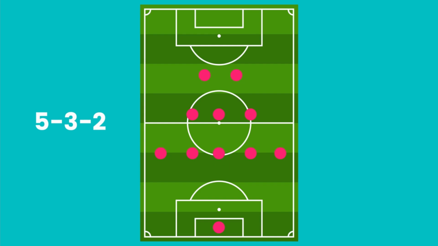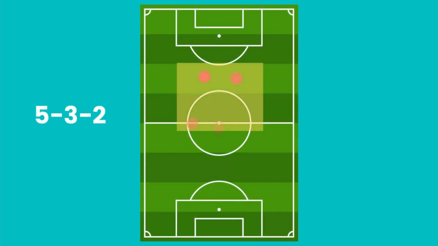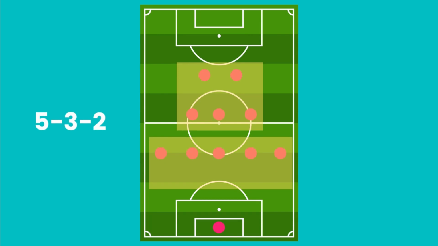5-3-2. The 5-3-2 has become increasingly popular in professional football in recent years. The advantages lie in the good protection of the center. 3 midfielders and 2 central strikers can build up a superior number in the center, and the opponent is directed to the wing in the build-up to the game.